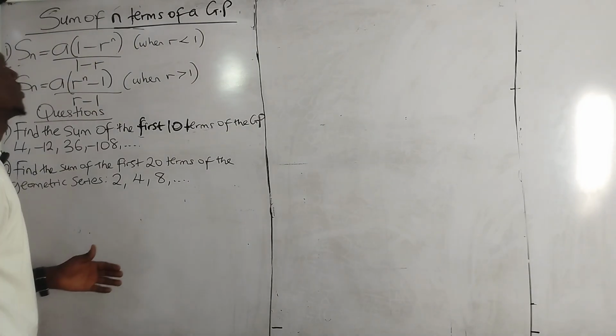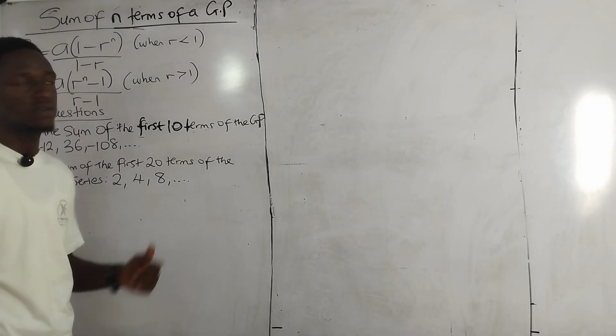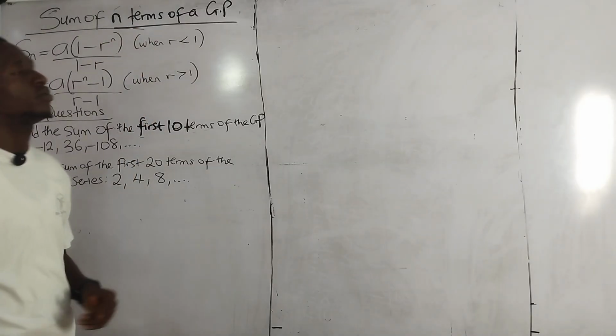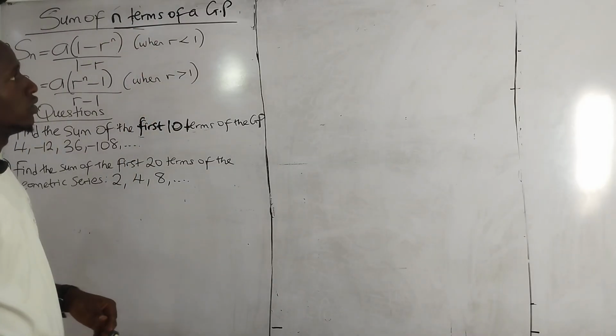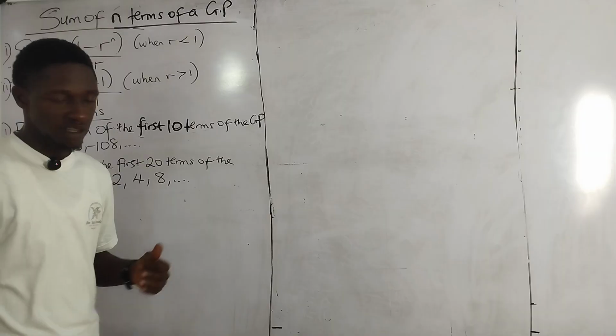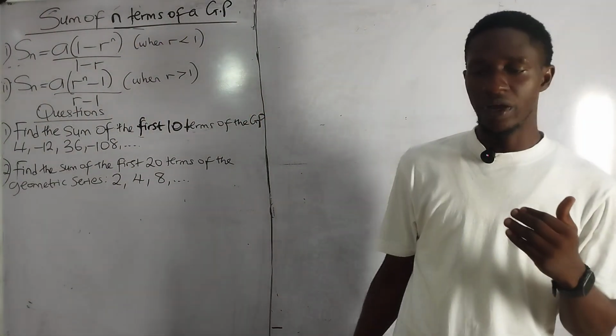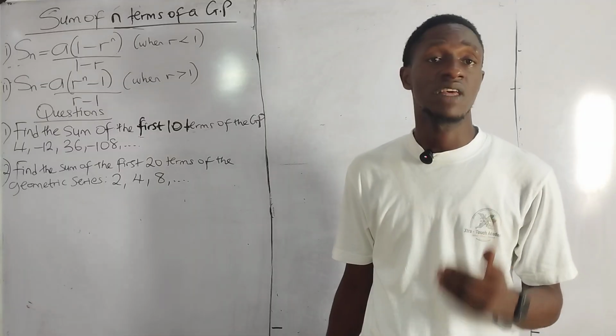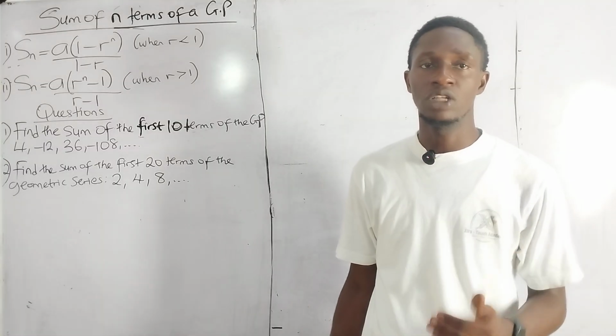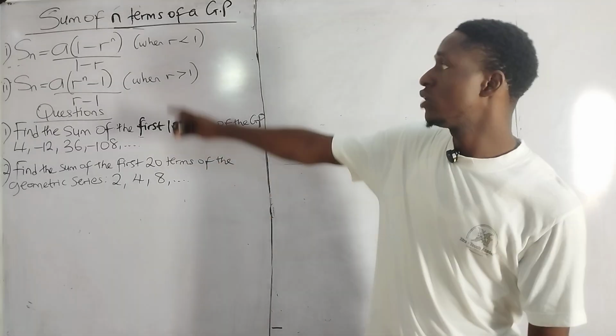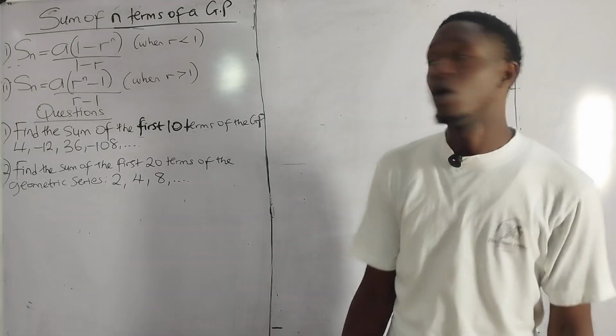Okay, welcome everyone. We are going to be looking at the sum of n terms of a GP. In our previous class, in our last class, we talked about how to find the first term and the common ratio that will lead to simultaneous equations. So we are looking at the sum of n terms of a GP.